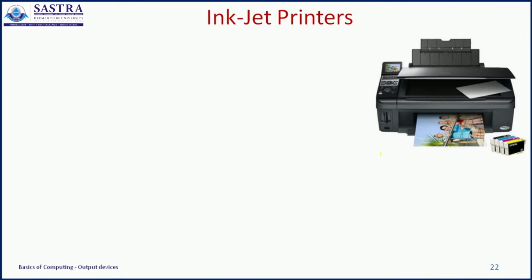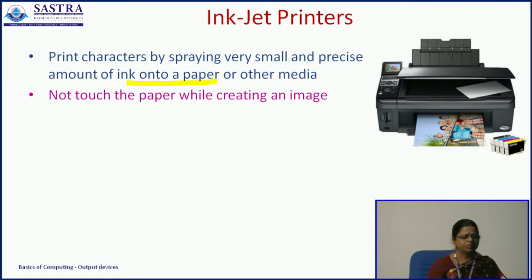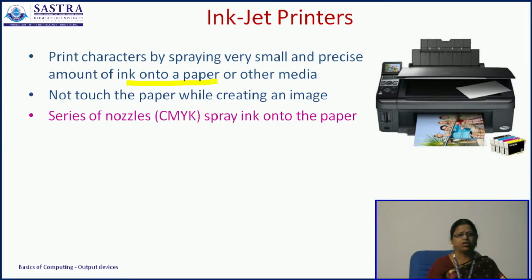Let us see the first type, which is the inkjet printer. All of us would have used this inkjet printer. Inkjet printers print characters by spraying a very small and precise amount of ink onto the paper or any other media. It will not touch the paper while creating an image. Then how does it do so? It has a series of nozzles which spray ink on the paper. The colors sprayed from those nozzles are CMYK.